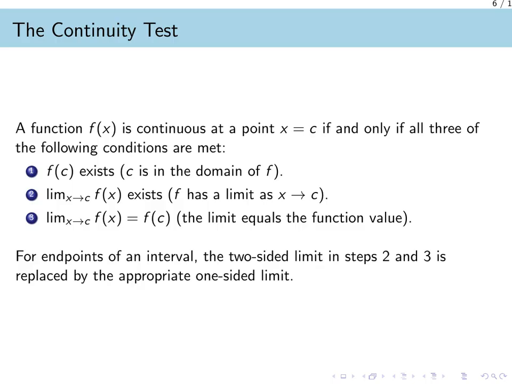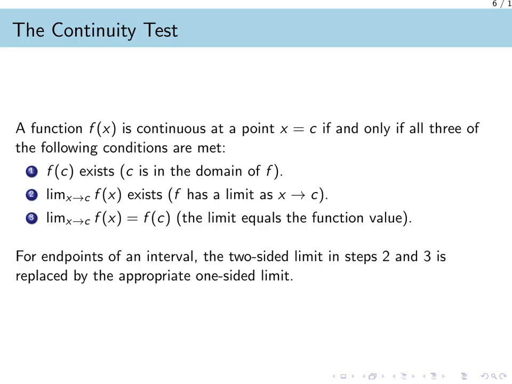To move beyond just looking at a graph, we can use a formal three-part checklist called the continuity test to determine if a function is continuous at a specific point. First, the function must be defined at the point we are testing, which we can call c. This simply means that f of c must exist, so if there is a hole or an asymptote at that point, the function fails this first step.